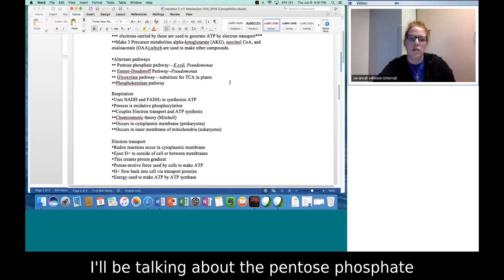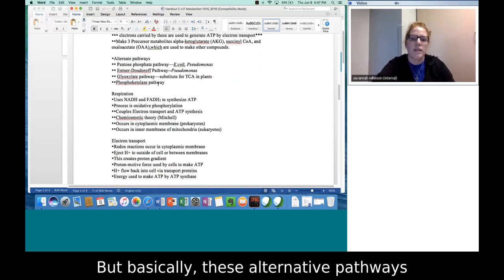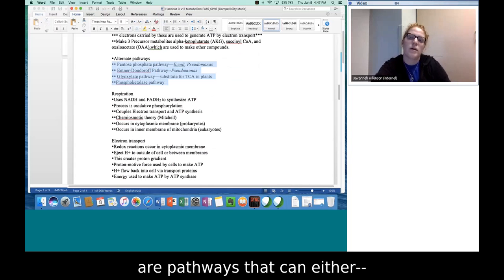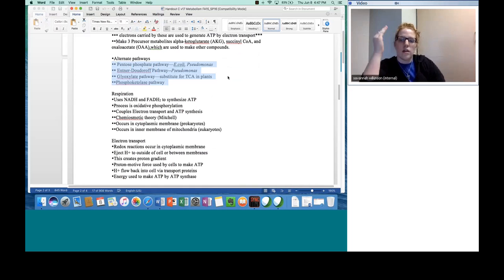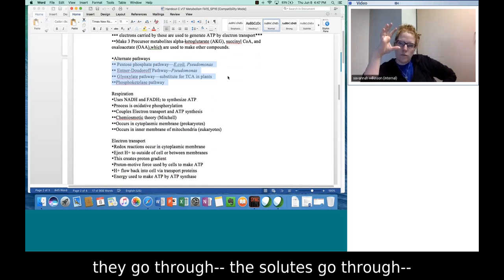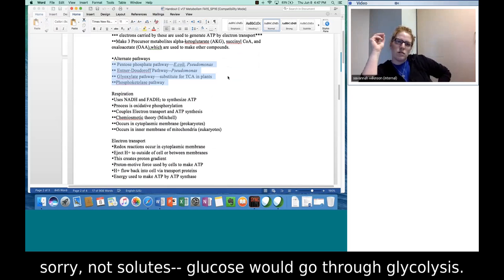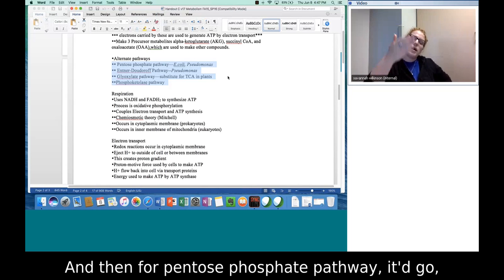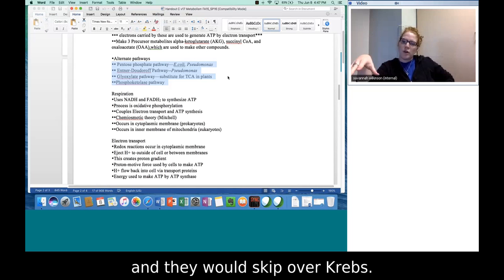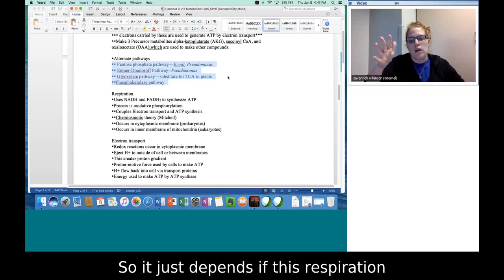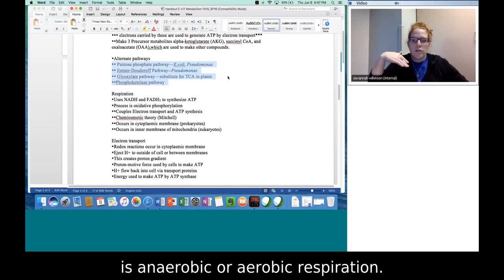I'll be talking about the pentose phosphate pathway in just a minute. But basically, these alternative pathways are pathways that can go through glucose would go through glycolysis, and then for the pentose phosphate pathway, it'd go glycolysis, then pentose phosphate pathway, and it would skip over Krebs. So it just depends if this respiration is anaerobic or aerobic respiration.